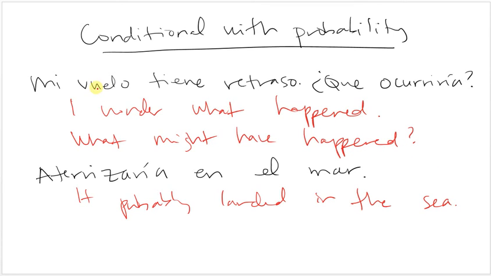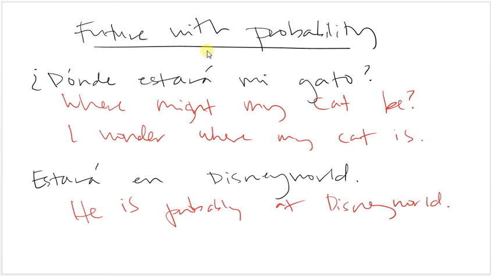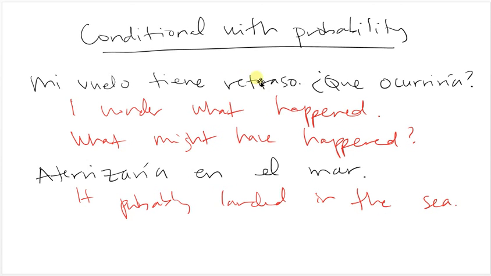So again, you can use the future and the conditional with probability. When you use the future with probability, you're talking about something that's happening right now. When you use the conditional with probability, you're talking about something that already happened.